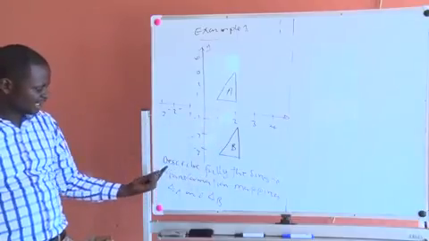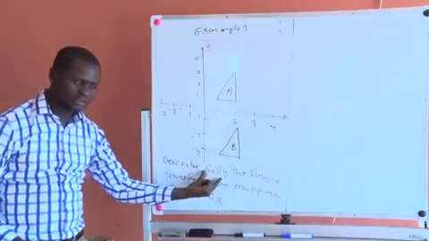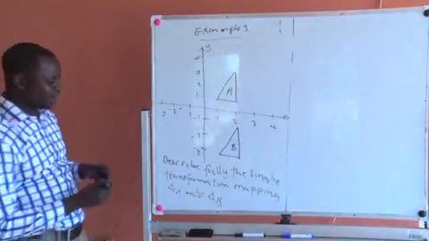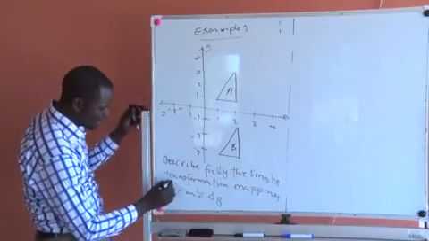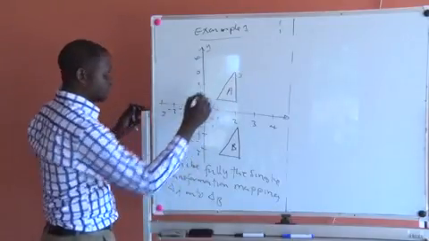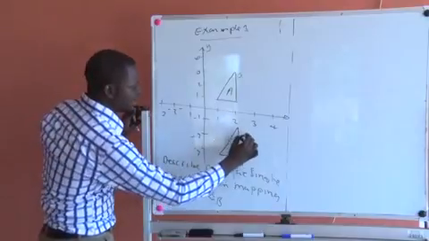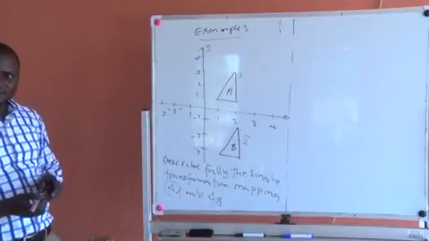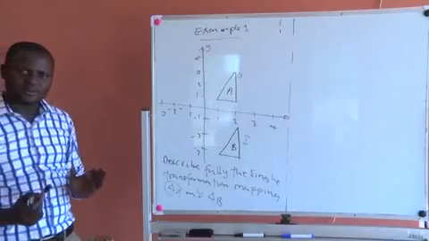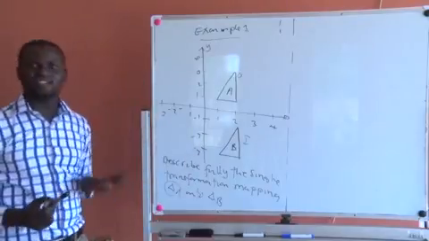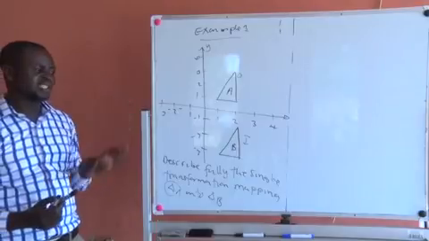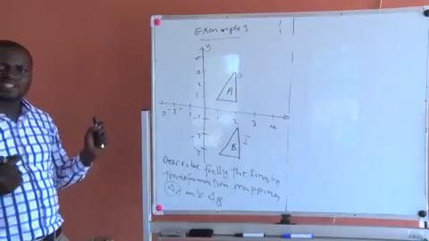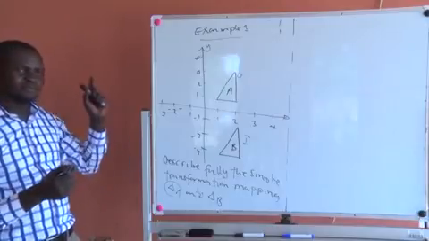Now look at what I say: describe fully the single transformation mapping triangle A. Mapping, so the one being mapped is A, this one is the object, onto B, this one is the image. So you know that these are isometric. The first step, you have to ask yourself a question. Is this translation? Always start with that. How do you know that it's translation? I said all the corresponding sides of the object and the image must be parallel to each other.